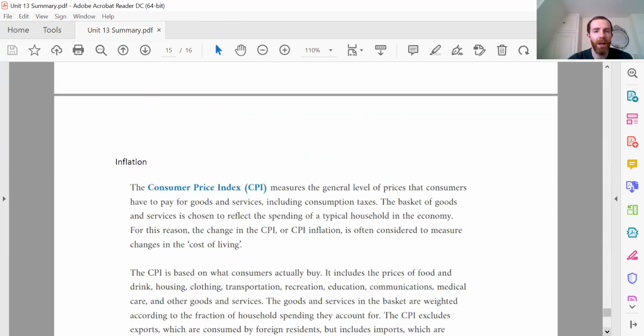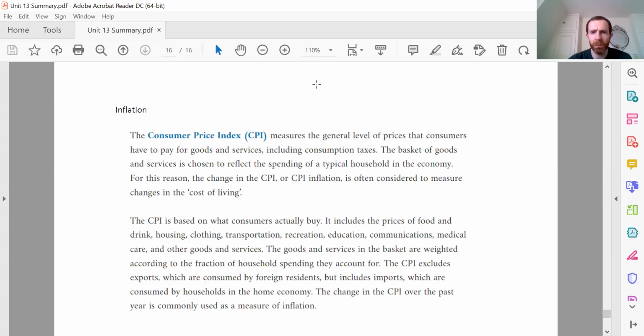So I think there's one final thing to talk about, which is inflation. And just before I get to that, I'm again just going to take a quick pause.